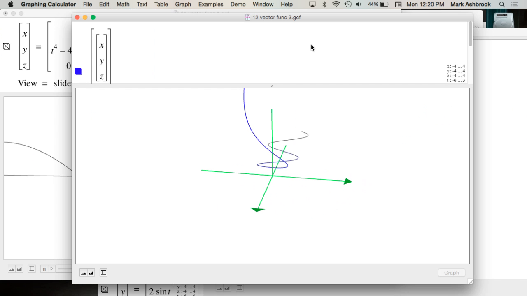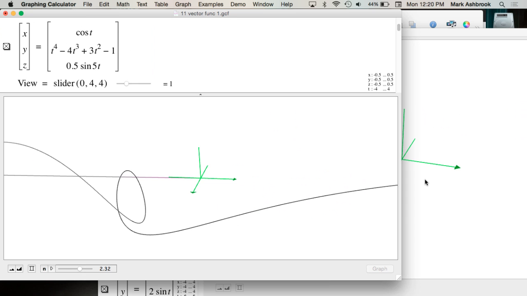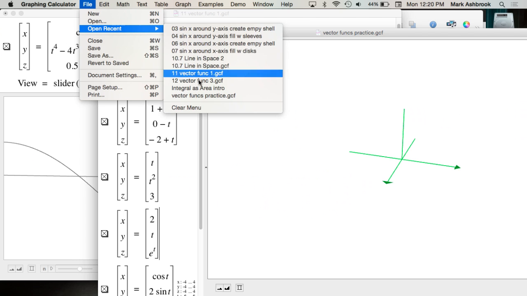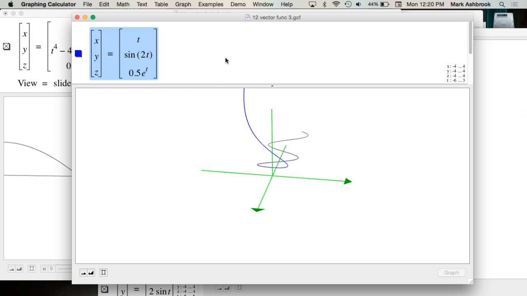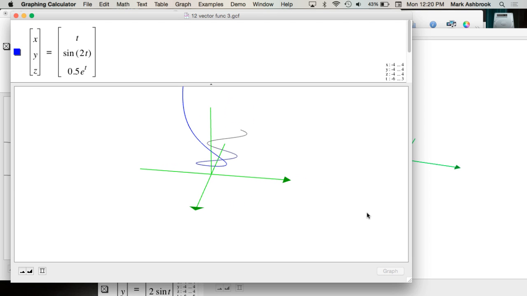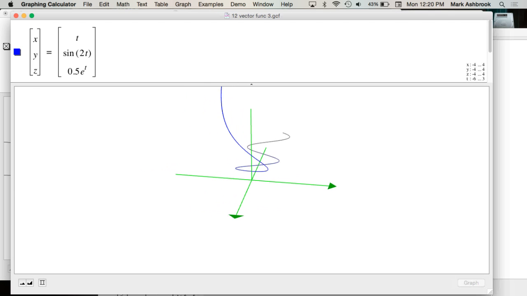What just happened? Oh, what just happened? Okay. So here's a more simplistic one that we're going to talk about. This is x equals t, y equals sine of 2t, and z equals 0.5 e to the t. And this is what this looks like.